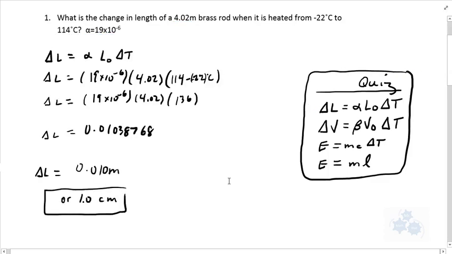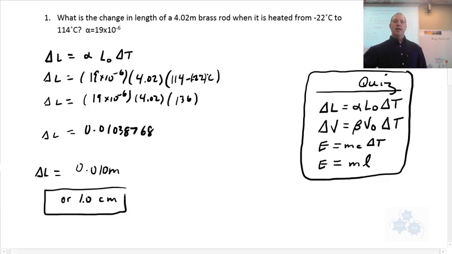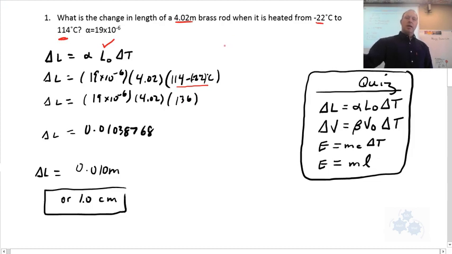Okay, so hopefully you've had a chance to give that question a try. Again, you just basically plug everything in. The meters there, that's the L0, that's the original length. And the temperature change is the difference between the final temperature minus the initial. It's 136. And you can use your alpha right here, and so you should get 1 centimeter. I did use sig figs.